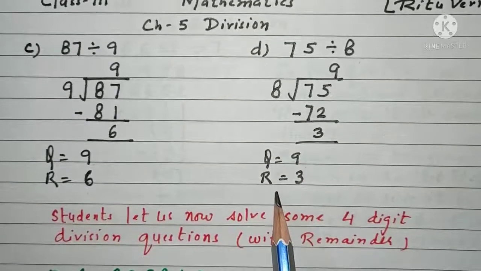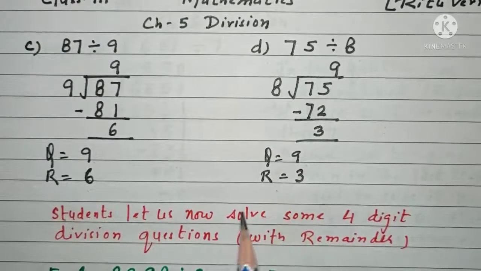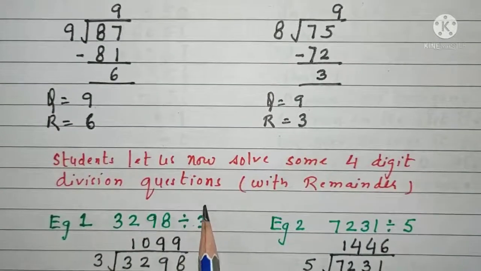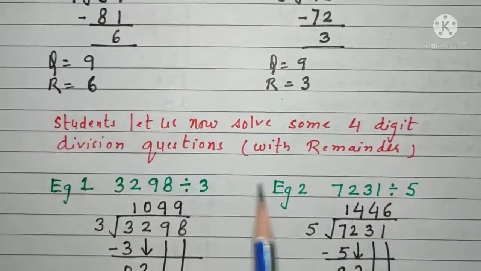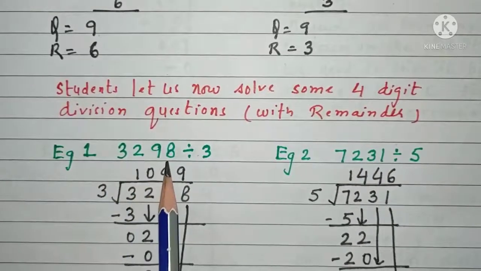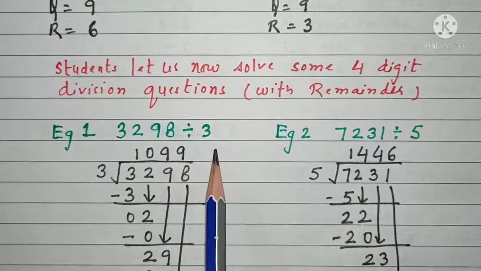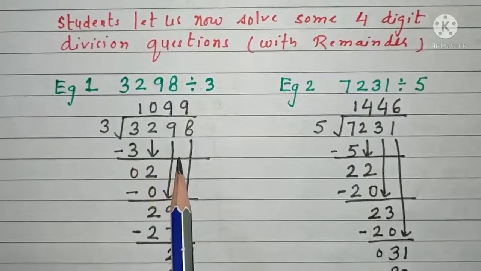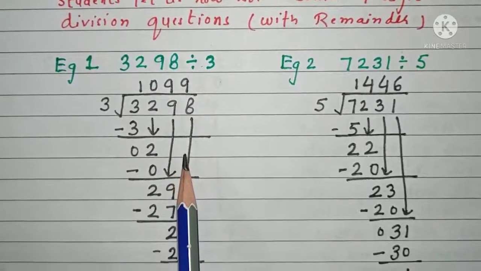the remainder is 3. So students, let us now solve some 4-digit division questions with remainder. Example number 1 is 3298 is to be divided by 3. So we will be following the same method as we have followed in 2-digit and 3-digit division.